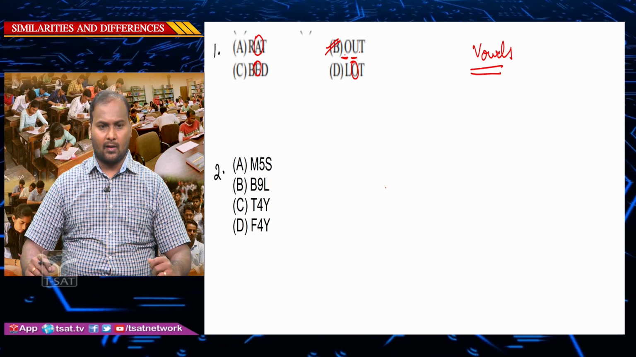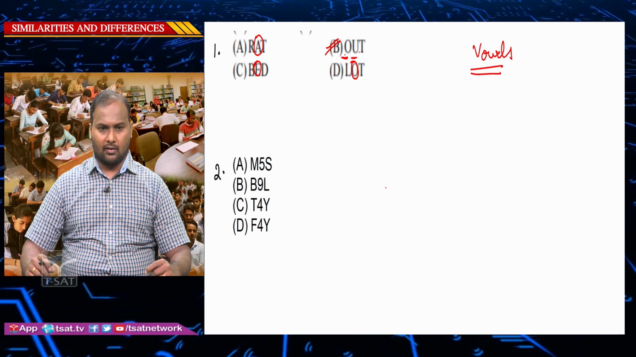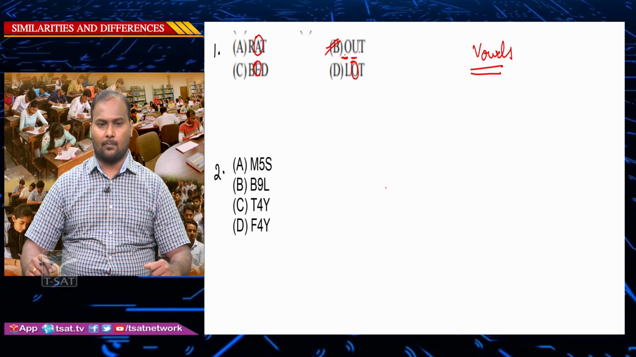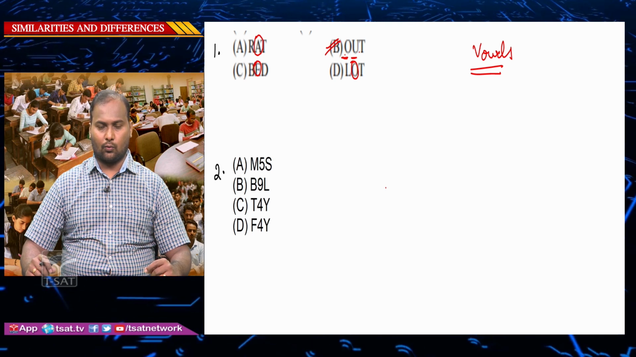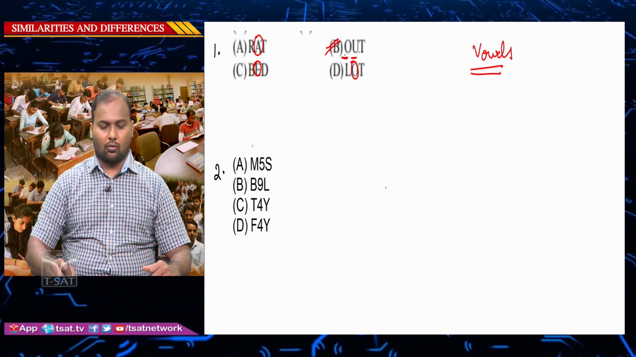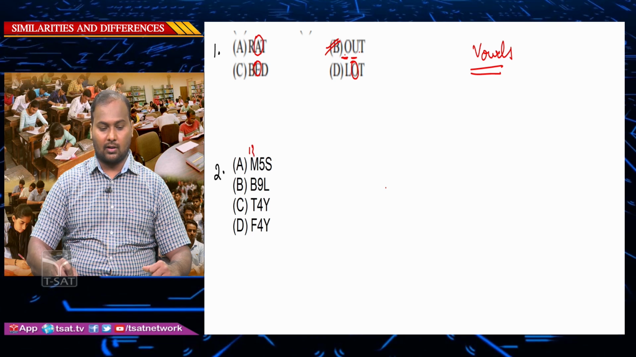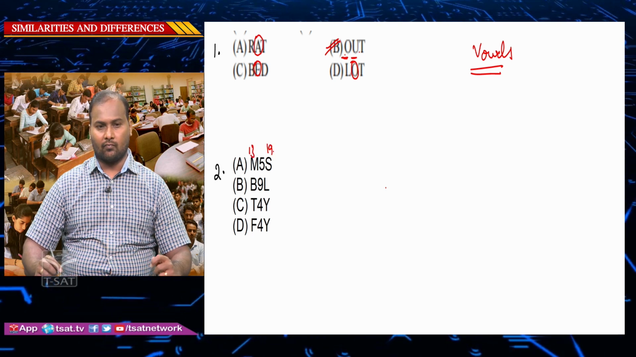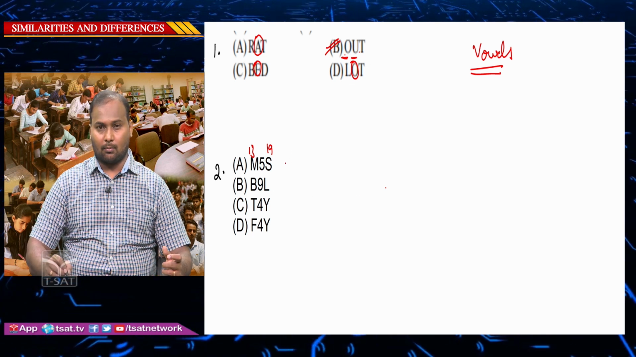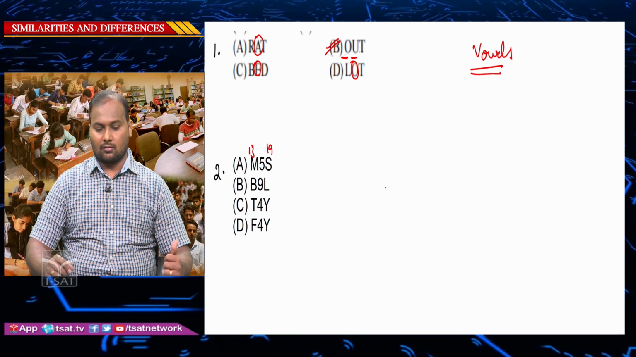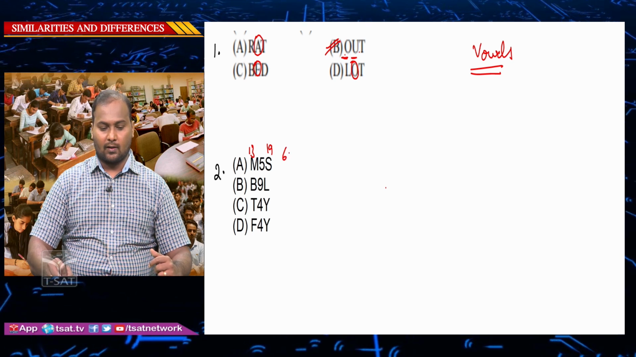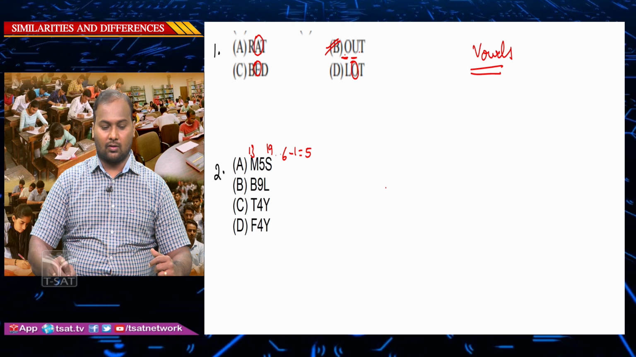If you see this question, M5S, B912, T4Y and F4Y, there are two things involved, both letters and numbers. Whenever both numbers and letters are involved, always try to check the gap between them. For example, in coding and decoding, we already said that M becomes 13 and S becomes 19. If you see the difference between M and S, the total is 6, but the number of letters between them is only 5. M is 13 and S is 19, and 19 minus 13 becomes 6. So, 6 minus 1 equals 5. So, you are having 5.